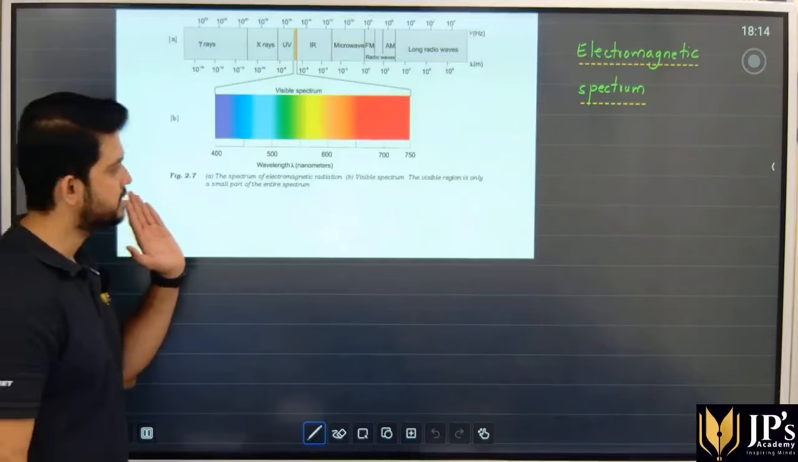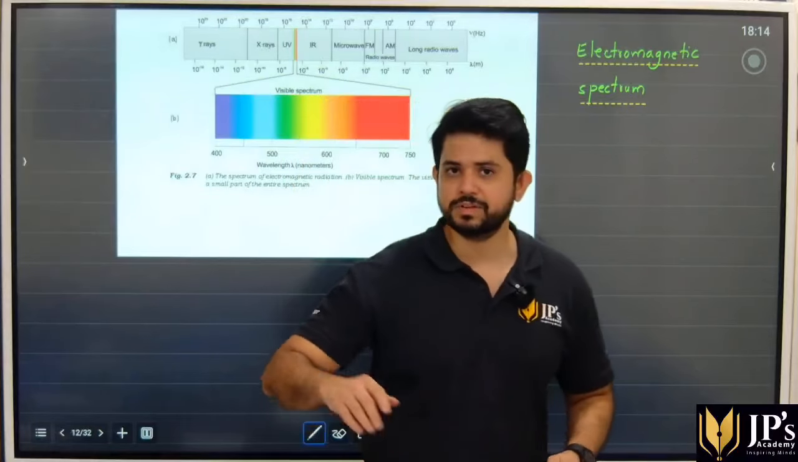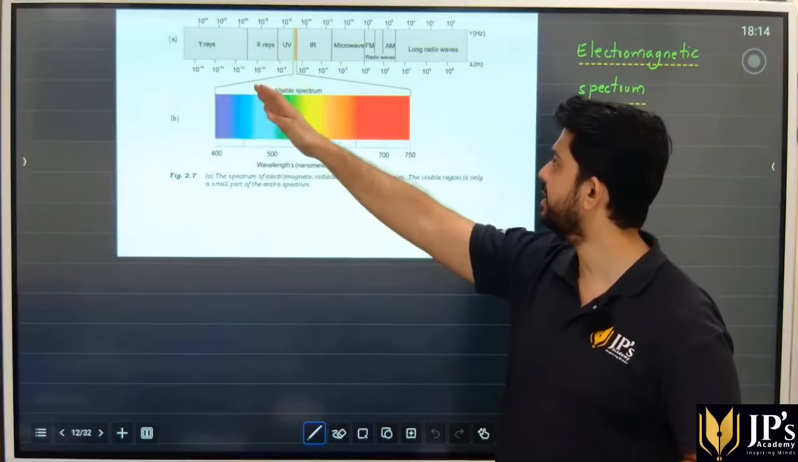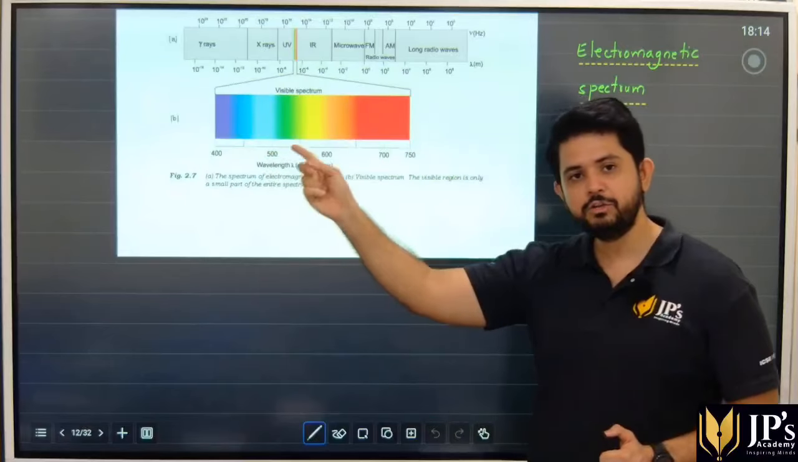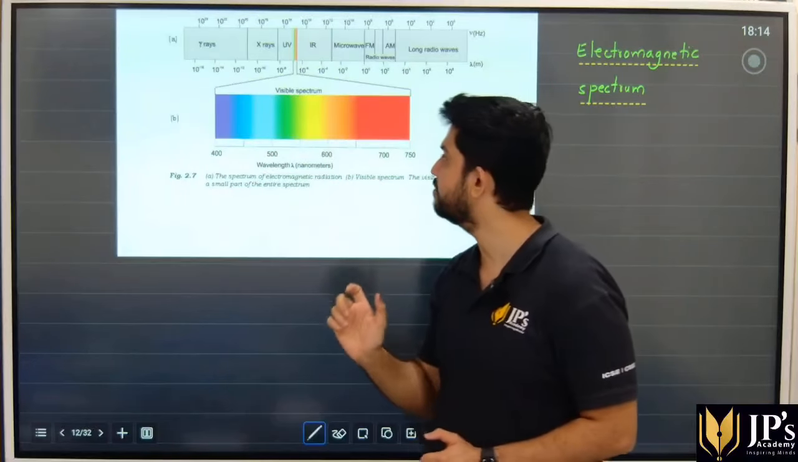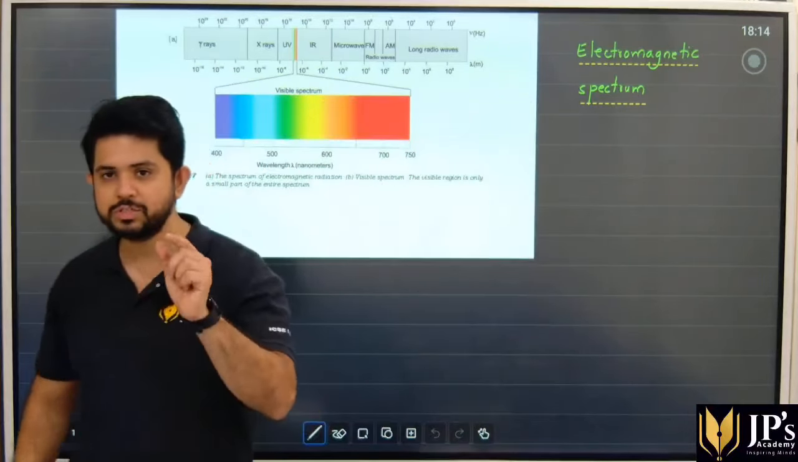Next, students, this is the electromagnetic spectrum. So we start from cosmic rays, gamma rays, X-rays, UV, infrared. Between UV and infrared, we have the visible spectrum. Students, you should remember this.